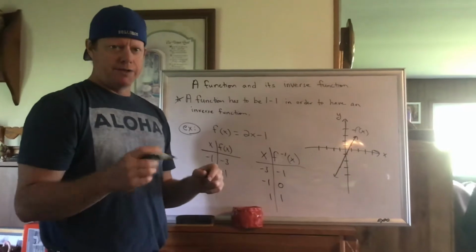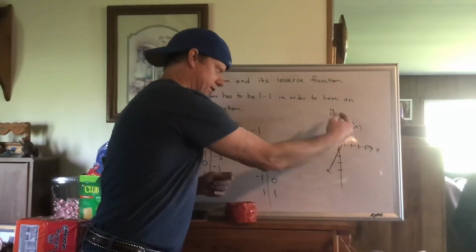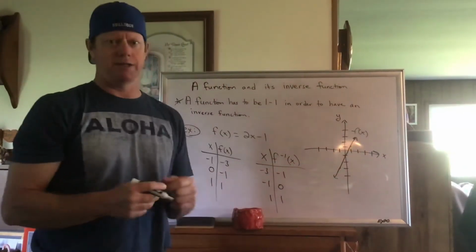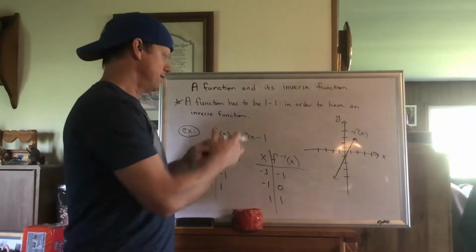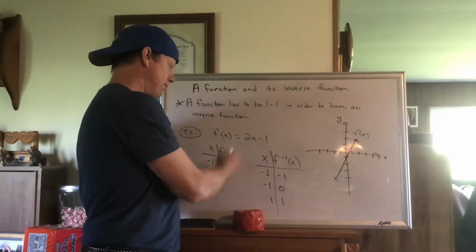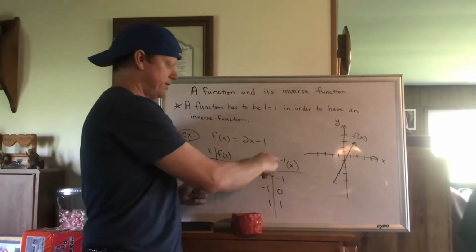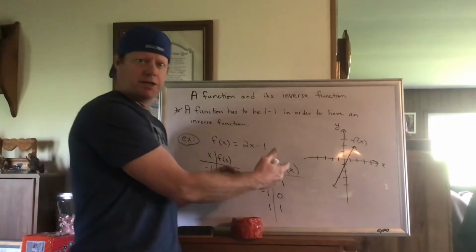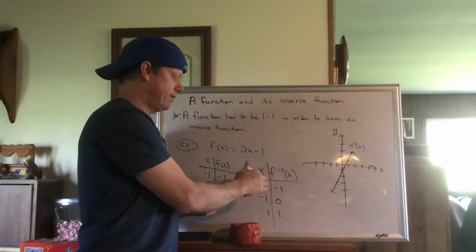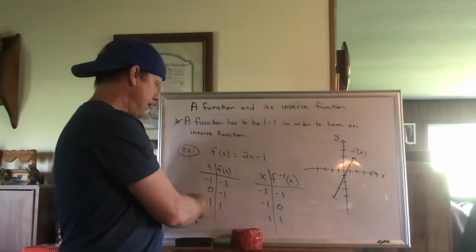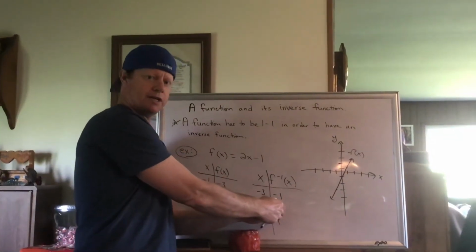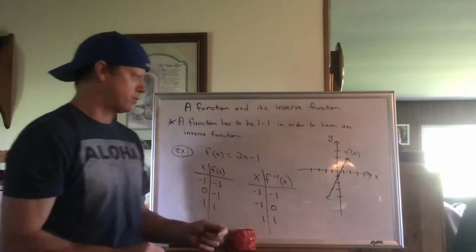And if you'll notice, yes, this is a function because it passes the vertical line test. Yes, it's one-to-one because it passes the horizontal line test. So this guy will have an inverse function. And if you get the table for the function and it has an inverse function, all you have to do to get the points on the inverse function is interchange your variables. The domain in the original function will be the range in the inverse function and vice versa. So you just flip-flop your coordinates.